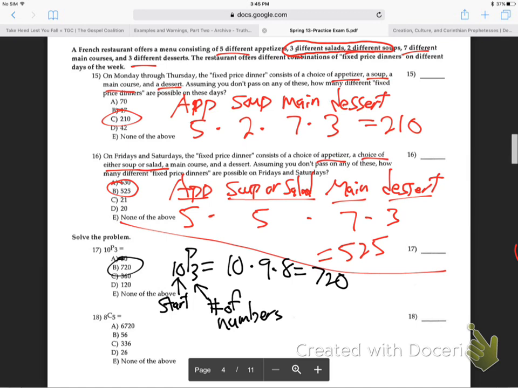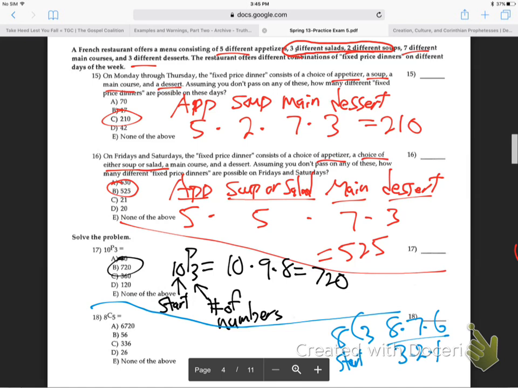The number 18 is almost the same. 8C3: you start at 8 and you do 3 numbers. So start at 8, 8 times 7 times 6, right? But then you cut. You divide by 3 all the way down.